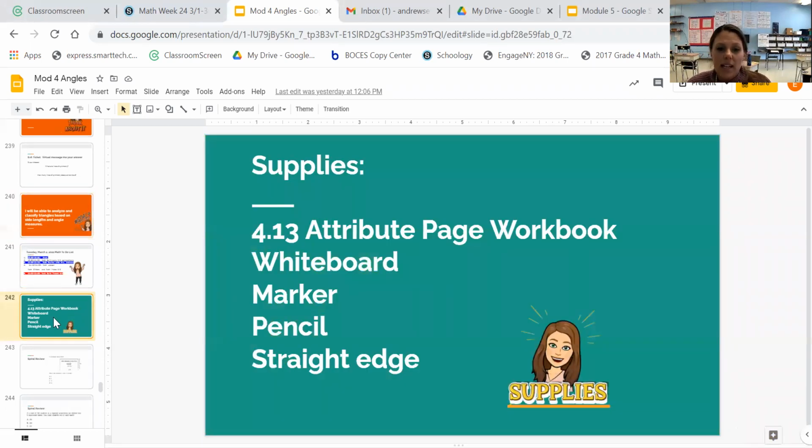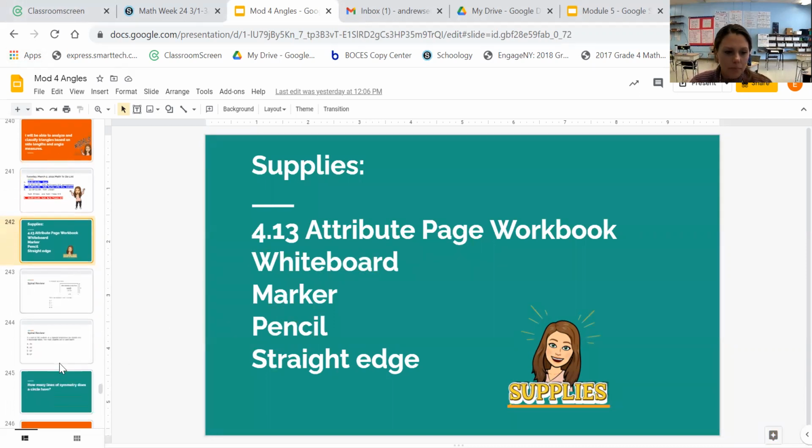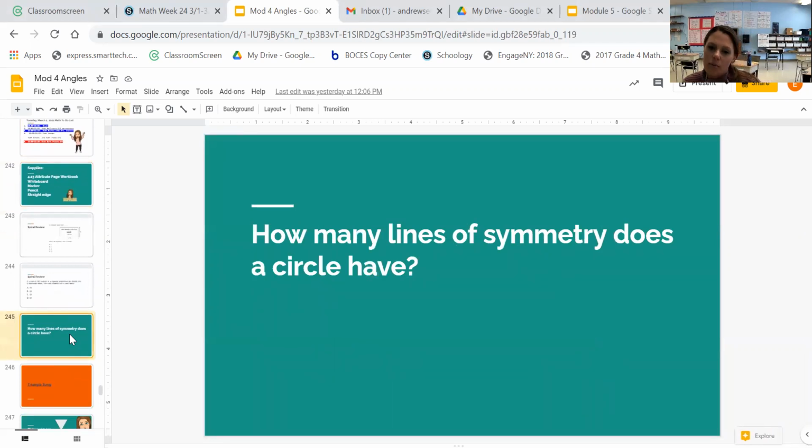Okay, what you need: open up your workbook, and it says 4.13 attribute page, and then behind it should be a blank page. We're going to fill those in when we learn how to classify those. You also need your whiteboard, your marker, and a straight edge, because we're going to be drawing. A Post-it note works, or a protractor or ruler. Kids in my class use their whiteboards, whatever you need. So let's review a little from yesterday.